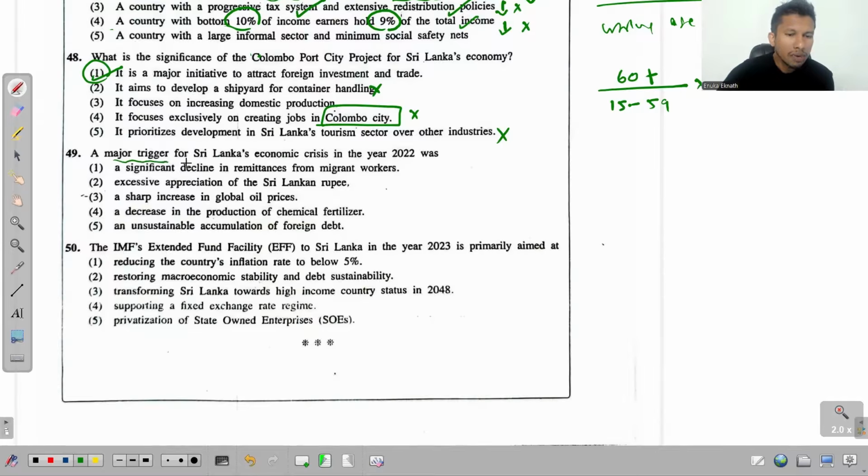A major trigger for Sri Lanka's economic crisis in the year 2022 was. So what was the major trigger? The high burden of public debt. So answer has to be then, significant decline in, no, excessive appreciation, no, sharp increase in global, no, decrease in production chemical, no, unsustainable accumulation of foreign debt. Taking loans is unsustainable. And that leads to the crisis in year 2022.